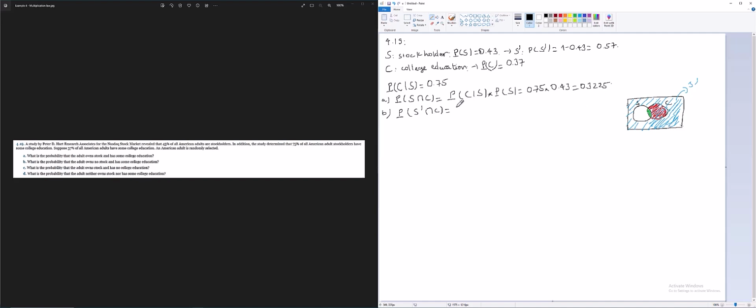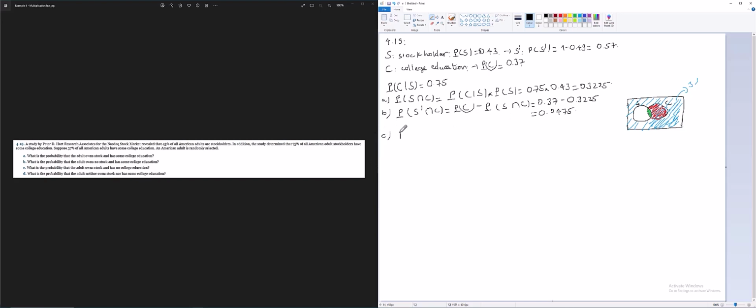So here we can find the probability of S prime intersect C as P of C, which is the circle, minus the probability of S intersect C, which is the green part. So that's 0.37 minus 0.3225, the probability from part A, and that is 0.0475.